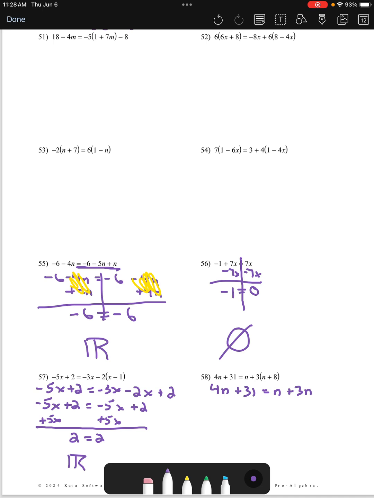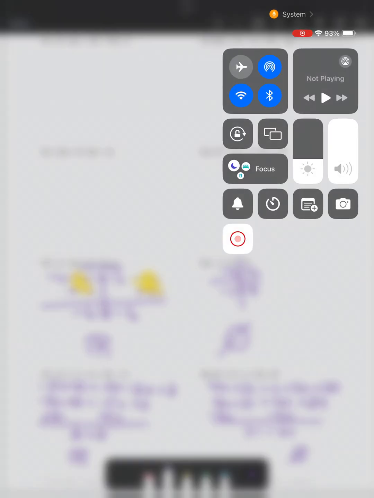And on the final problem, again, I see distribution. So let me take care of the distribution. I have like terms on the right-hand side. n plus 3n is 4n, and I apologize, that's the right-hand side, not the left-hand side. Now when I try to take care of my variables, they cancel out again, but I'm left with the statement that 31 equals 24. We know that 31 is not equal to 24, so number 58 has no solution.